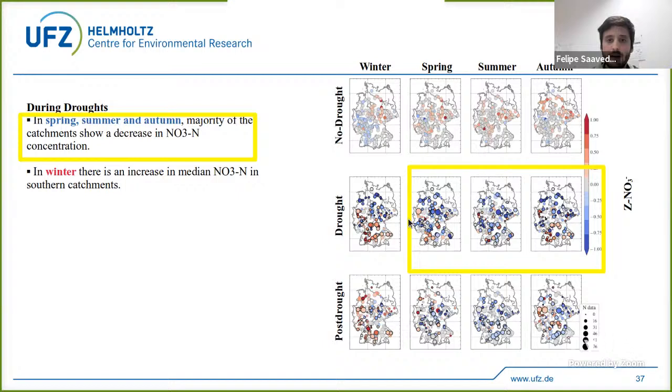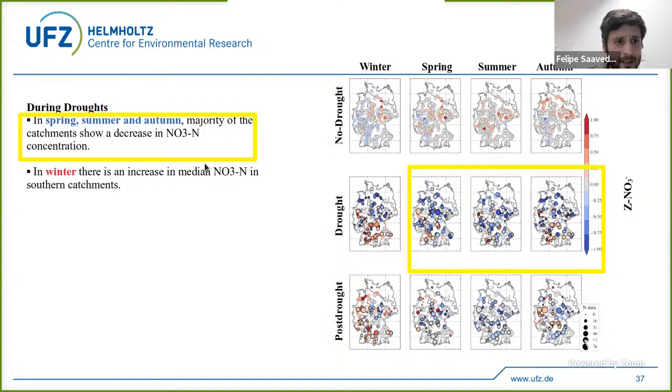Here I'm showing in the map, in these three plots, that for each dot, the size of the dot shows how many samples I have to compute the median value. And the median value is shown with the color scale, meaning that blue colors are low nitrate concentration compared to the average of the season, and high values are in red. So in these three seasons, spring, summer, and autumn, during drought conditions, most of the points are blue. And the black border shows a statistical difference using the Kruskal-Wallis test compared to no drought conditions, which are shown at the top. So this follows the hypothesis that we will have a decrease in nitrate concentration in our catchments.